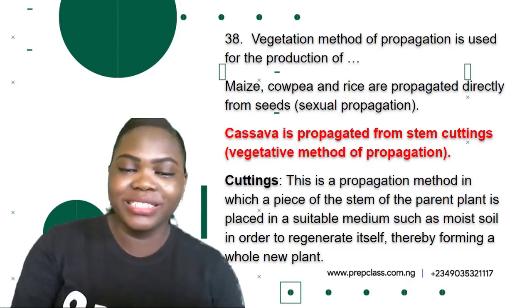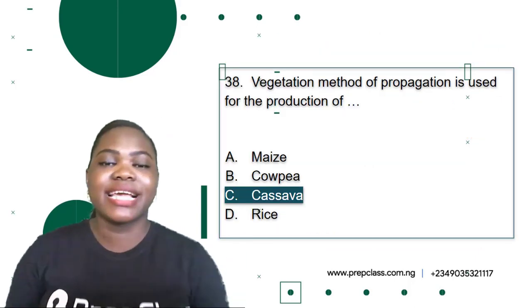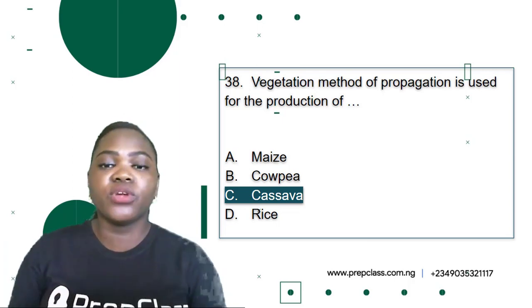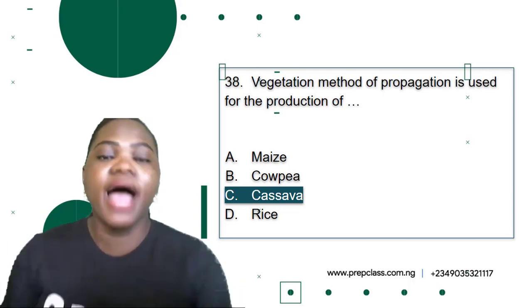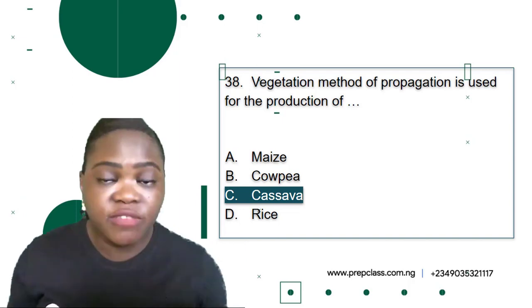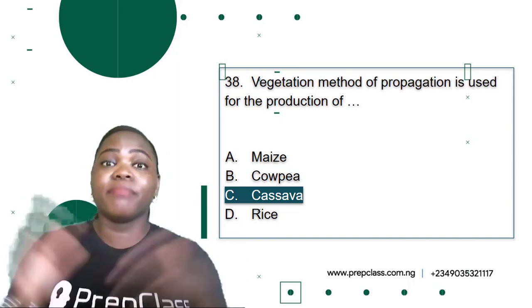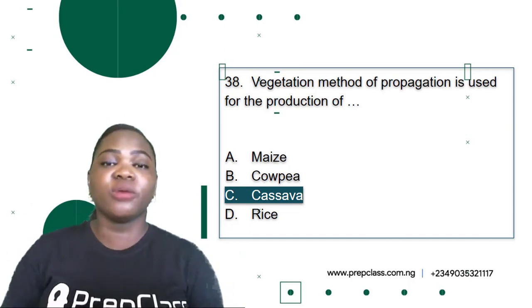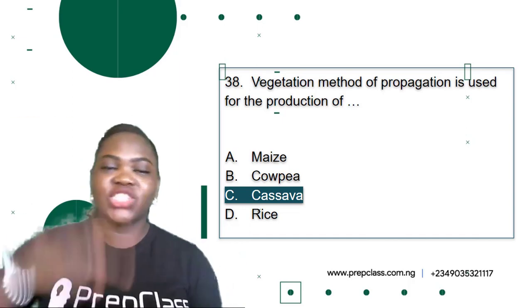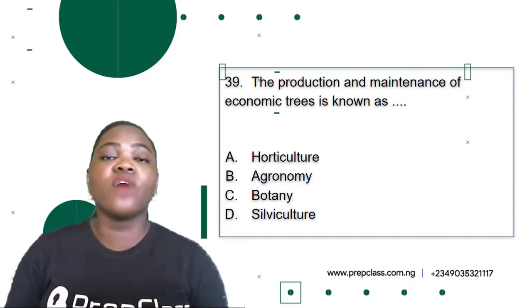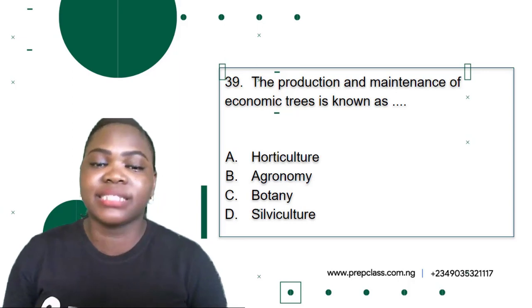Okay, so the correct option here is C, cassava. Vegetative method of propagation is used for the production of cassava. Maize, cowpea and rice are not propagated by vegetative propagation. They are propagated by the sexual propagation. So the correct option here is option C, cassava. Check. Question 39. The production and maintenance of economic trees is known as dash.